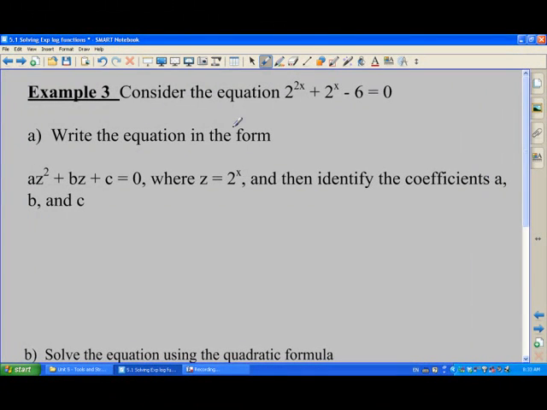One final example for this video. Here we have an equation 2 to the power of 2x plus 2 to the power of x minus 6 equals 0. This is a tricky problem because we have now 3 terms to deal with.